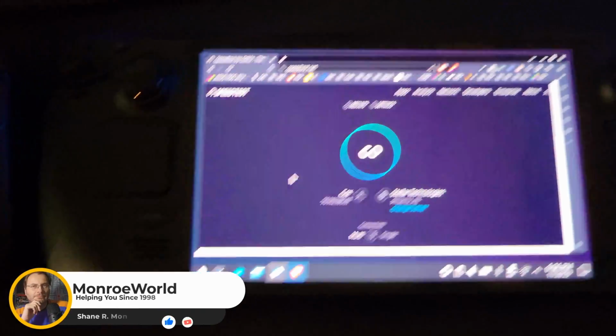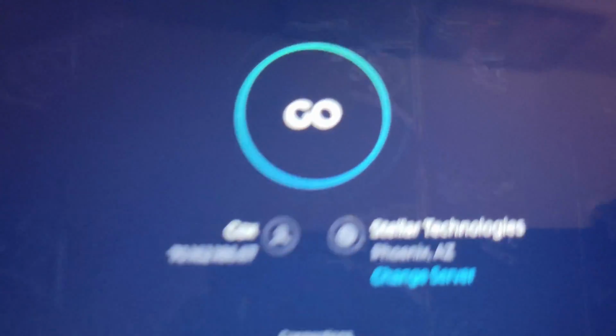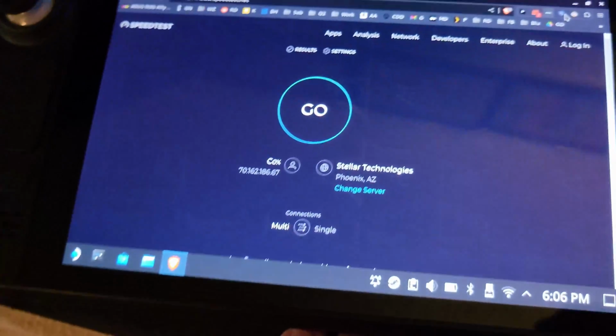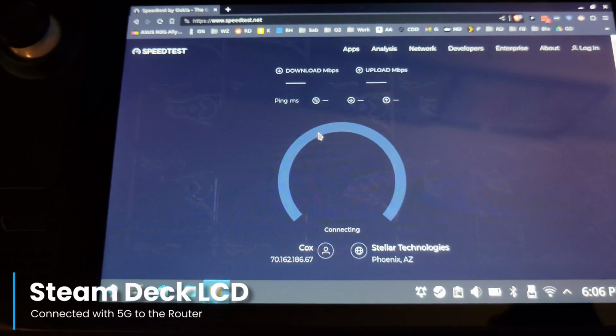All right, so this is about as scientific a test as I'm gonna get. We have two machines here, the LCD and the OLED. We're in the exact same testing server, Stellar Technologies here in Phoenix, right? Same number of bars. These guys are sitting right next to each other. We're gonna do them one at a time. All of the specs are on the opening pages that you saw when the video started.